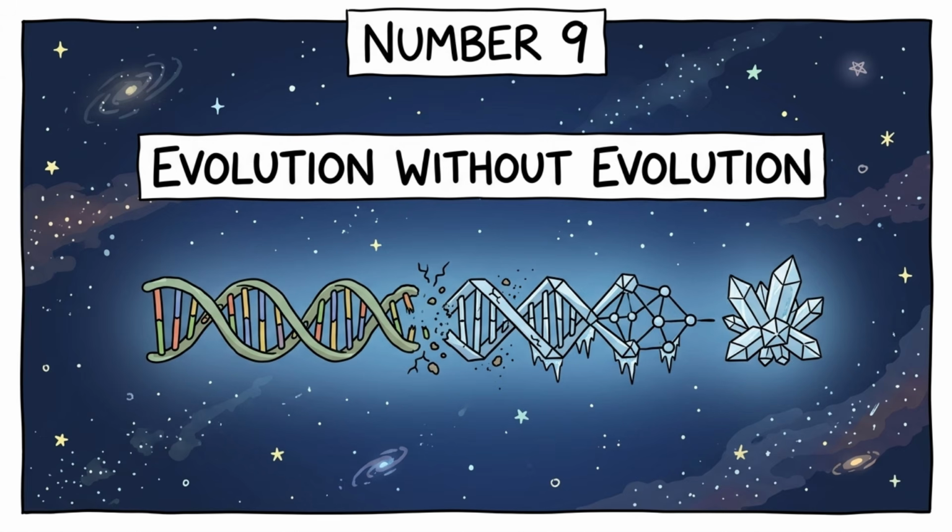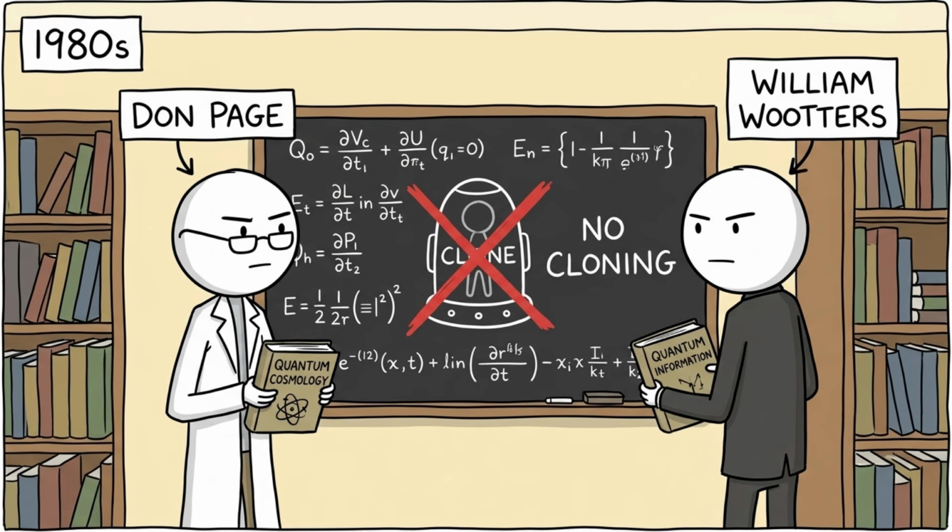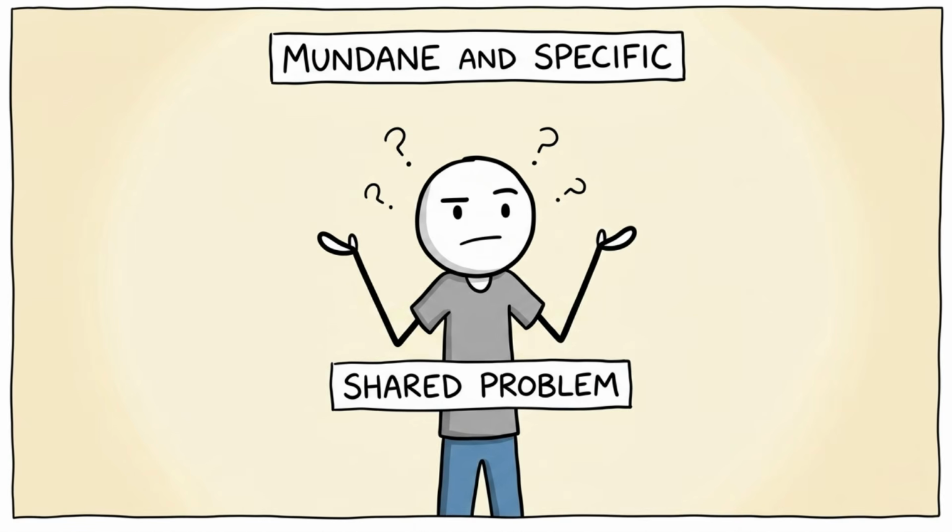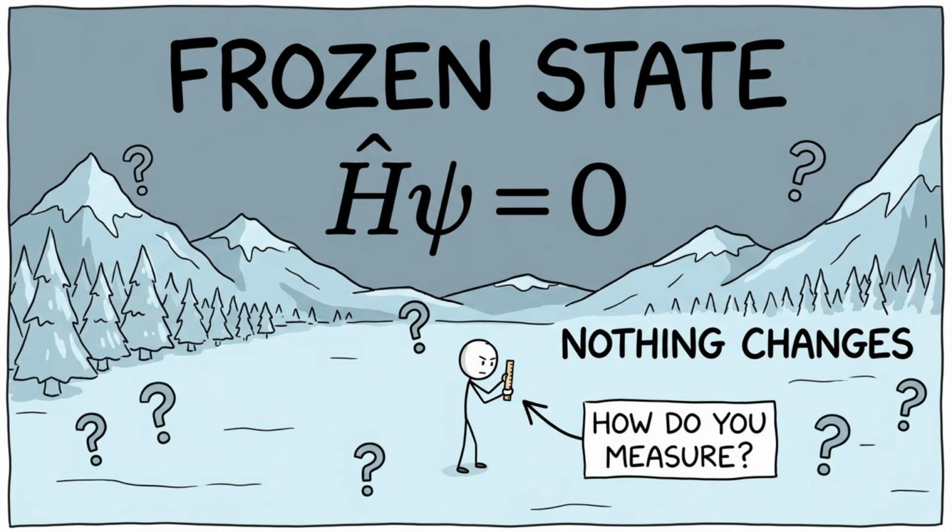Number 9. Evolution without evolution. In the early 1980s, Don Page was working on quantum cosmology, and William Wootters was working on the foundations of quantum information, the same period in which Wootters and Wojciech Zurek proved you cannot clone an unknown quantum state. Their shared problem was mundane and specific. If the universe is described by a frozen state, and the equation says nothing changes, how do you write down anything at all that a physicist inside the universe could measure?